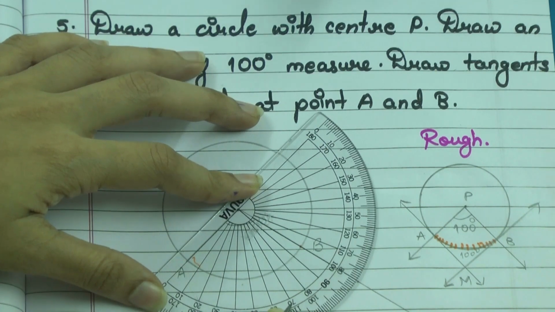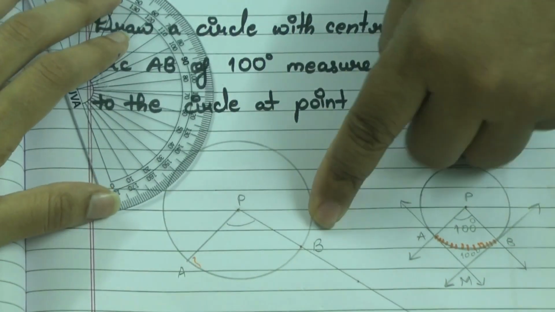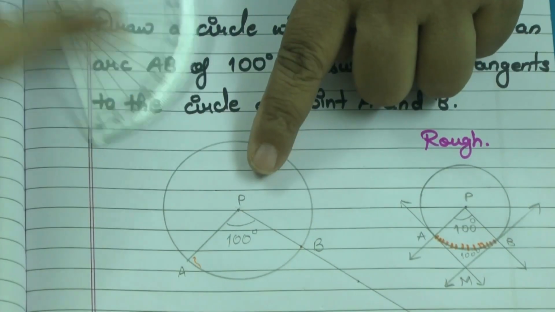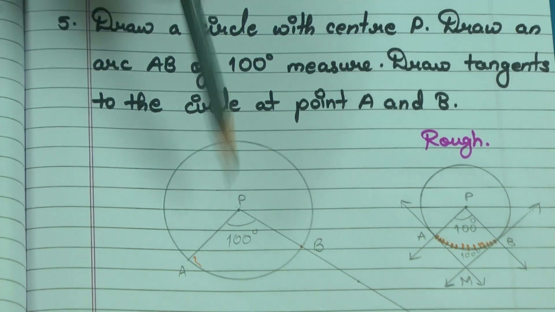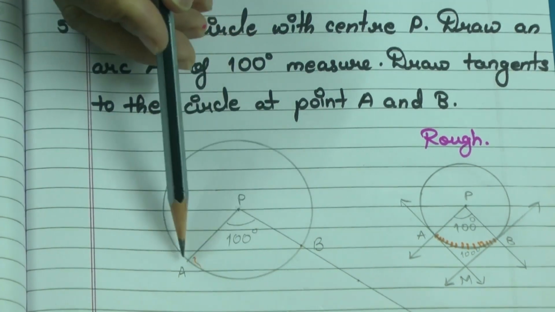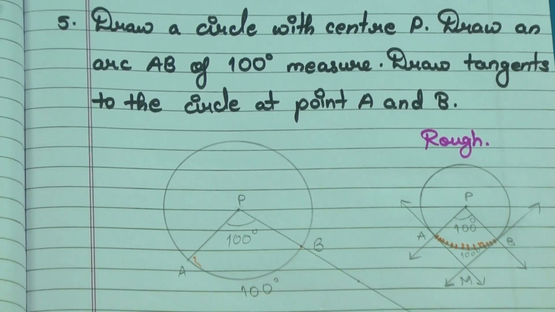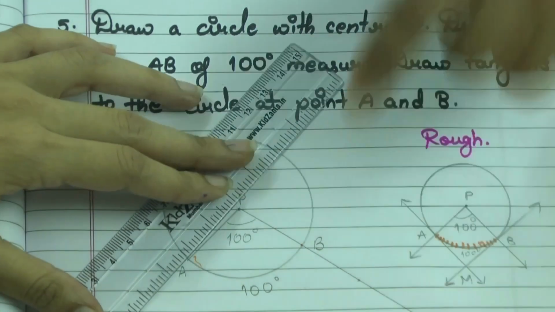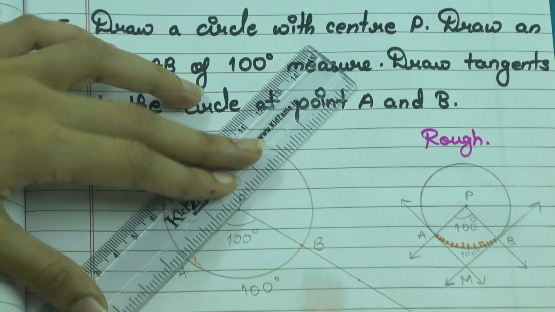So the arc which is intercepted by APB is 100 degree. And the angle also will be 100 degree, as we have learned in 9th standard: central angle is equal to the arc. Now this angle is 100 degree, this arc is also 100 degree. Mark here 100 degree. Now extend line PA as you have done PB. We are going to draw the tangent at point A and at point B.